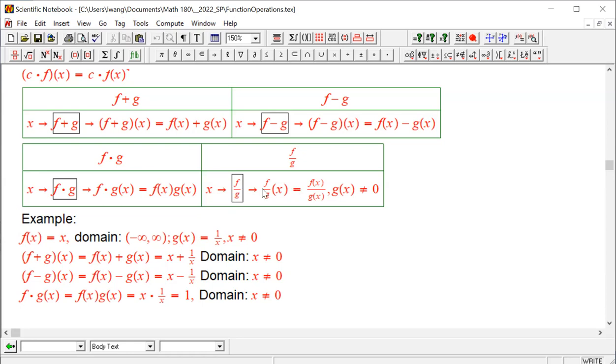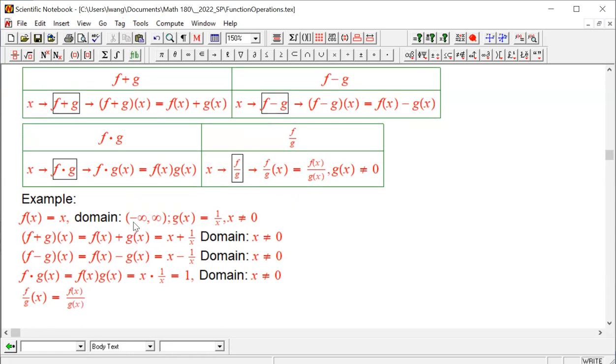Last one, the quotient. In this example, when we look at the quotient of these two functions, we have f of x, that's x in the numerator, and 1 over x, that's g, provided that x cannot be 0. So in the end, x divided by 1 over x, with domain x cannot be 0, to make sure the operations are meaningful.